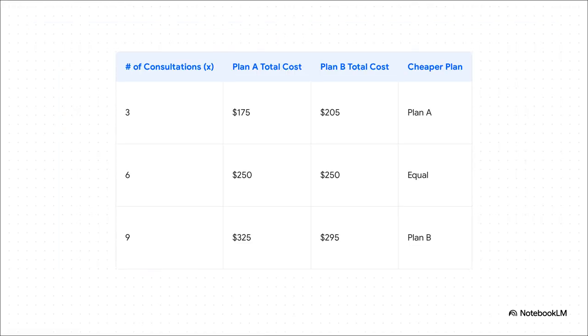Okay, now let's put these functions to the test. Let's say you only go to the doctor 3 times. As you can see, plan A is the clear winner. It's cheaper. But what happens if you need to go more often? At 6 visits, look at that, they're exactly the same cost. And if you go 9 times, suddenly plan B is the cheaper option. See how the tables turn? That number, 6, is the break-even point. At exactly 6 consultations, something really important happens. The cost is identical. It's our equilibrium.